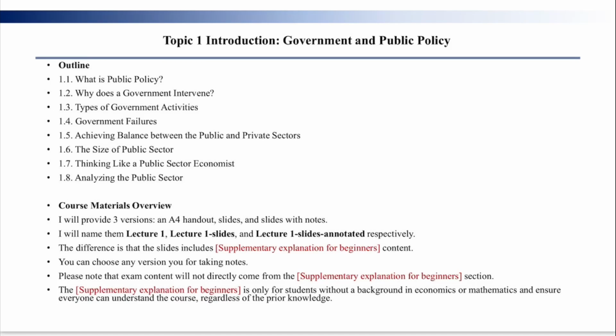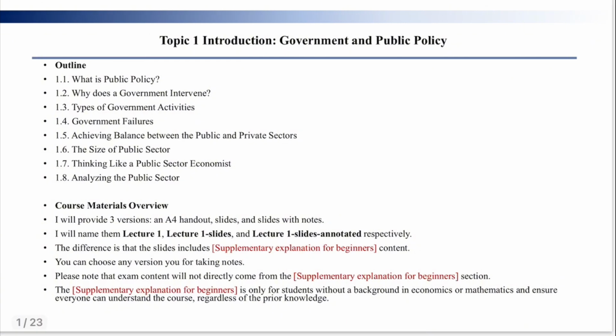Topic 1 is about an introduction to this course. Let's take a look at the outline of this topic 1. Topic 1 includes what is public policy, why does the government intervene, what are the types of government activities, what is the government failure, and how to achieve a balance between the public sector and the private sector, how to measure, how to quantify the size of the public sector, and how to think like a public sector economist, how to analyze the public sector.